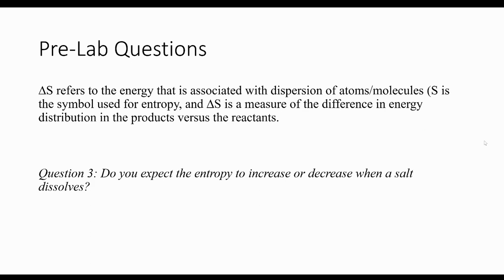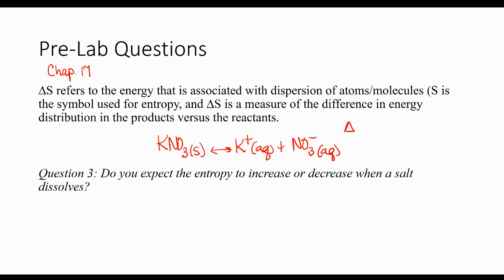The next pre-lab question is referring to a new term, which is called entropy. And this is chapter 17 material. And it is the energy that's associated with the dispersion of atoms and molecules. And what we want to think about as we're looking at our equation, which is potassium nitrate solid in equilibrium here with its ions, would be what would we expect for the change in entropy?